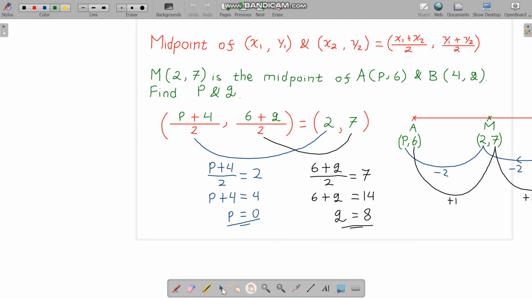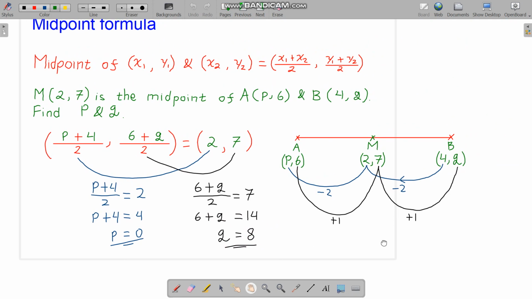So if we solve the x value, P plus 4 over 2 equals 2, multiply both sides by 2, subtract 4 from both sides, we get P equals 0. For the y value, 6 plus Q all over 2 equals 7, multiply both sides by 2 and then subtract 6 from both sides, we get Q equals 8.